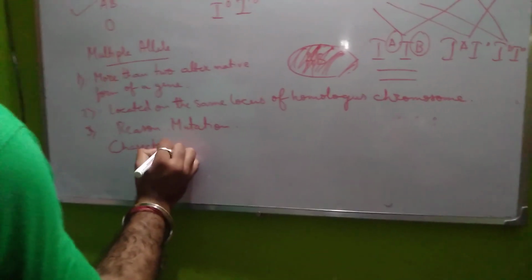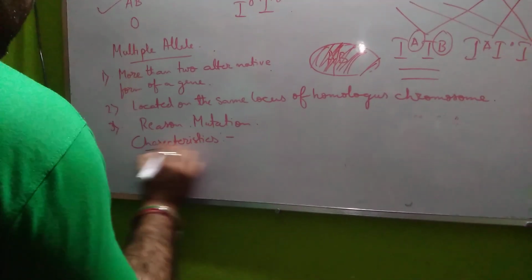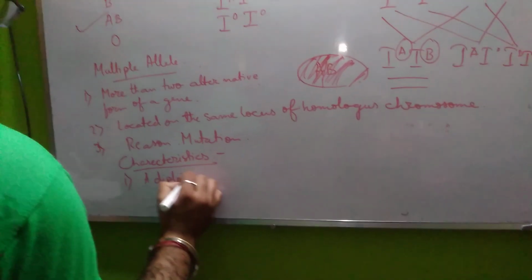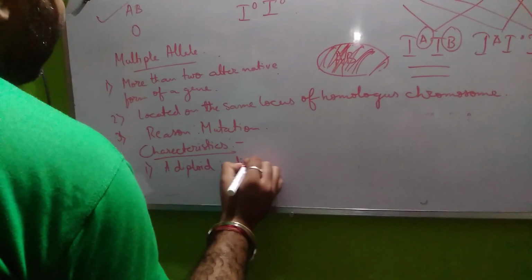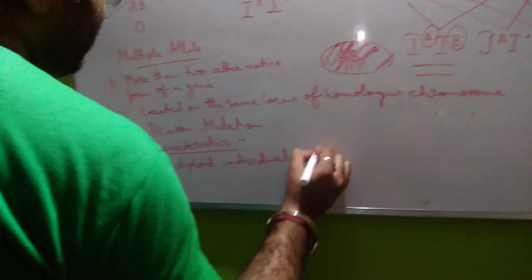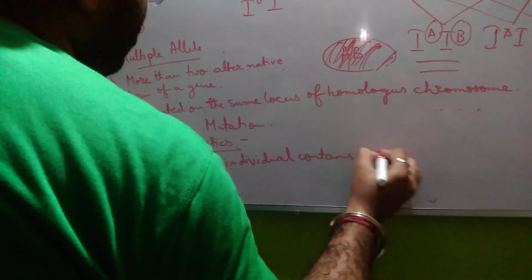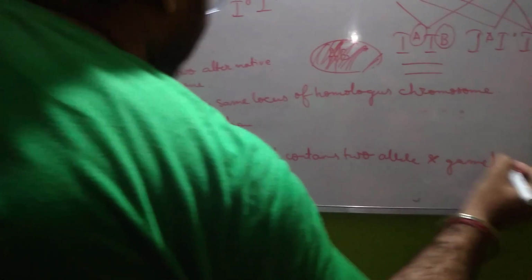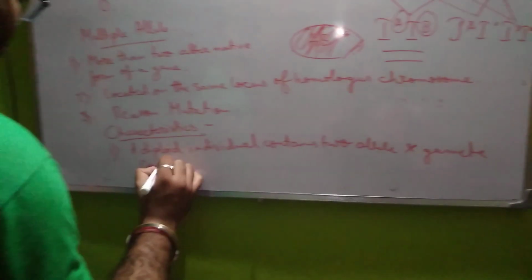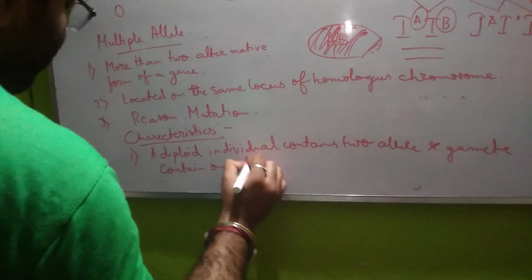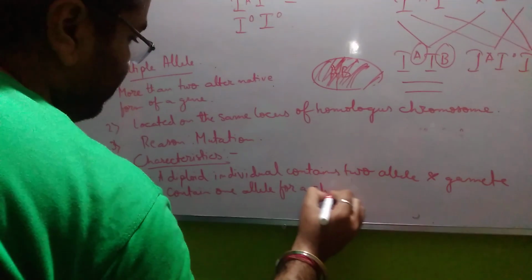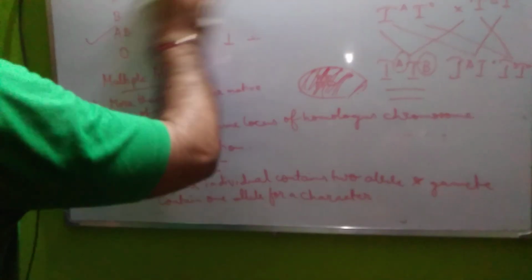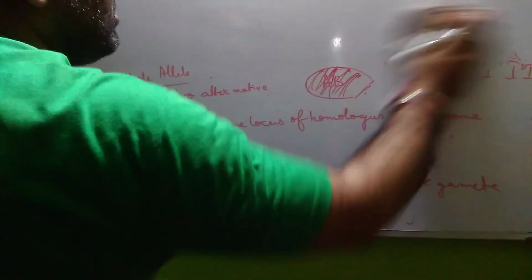Characteristics. What are the characteristics? Number one, a diploid individual contains two alleles, and each gamete contains one allele for a character. Yes, we all know that the two alleles from the parental generation get separated and each gamete gets one allele. So that is what is being said.